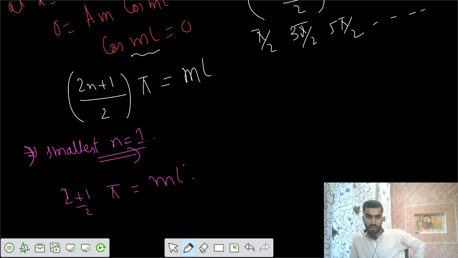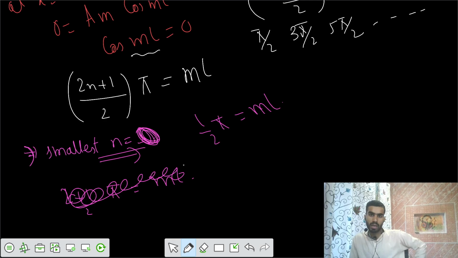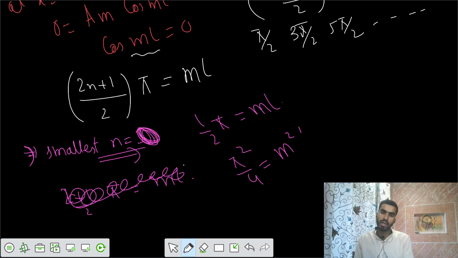Yeah, actually the smallest value we can take is n equals 0. On that value we can check. At n equals 0, we can write 1 by 2 of pi equals n ml. So if I substitute that in terms of m square, I would say pi square by 4 equals m square l square.